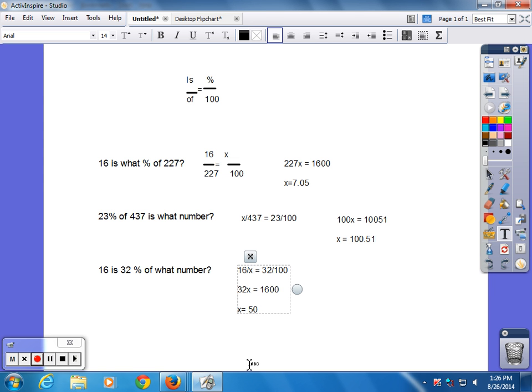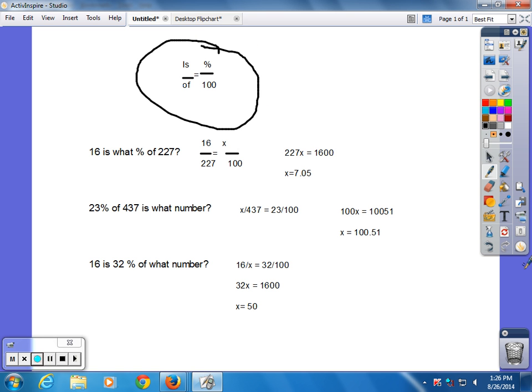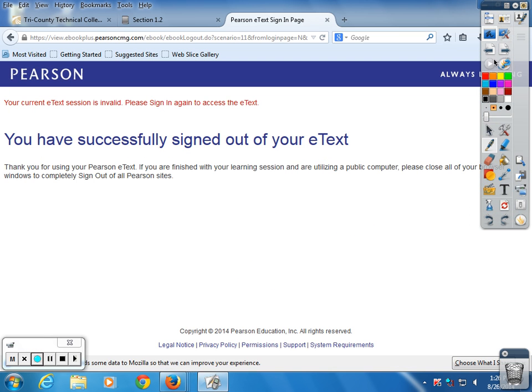Now those three types of questions, you may think, oh, that was easy. Yeah, but how easy was it before you saw them? Did you have to remember? The only thing you need to remember is of percent over 100. Capiche? All right.